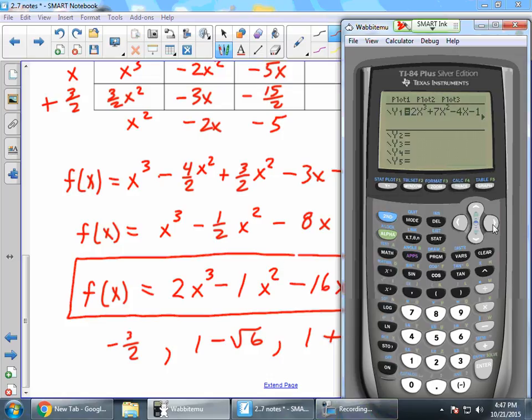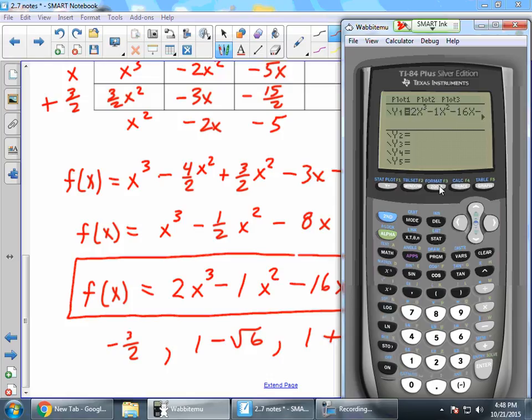2x squared minus, that one's pretty close, minus 2x cubed minus 1x squared minus 16x, is it? Okay, I got to get a little tricky here. Minus 15. Oh, 15's right. We're good. Okay, so we have minus 15 minus 16x minus 1x squared and 2x cubed.